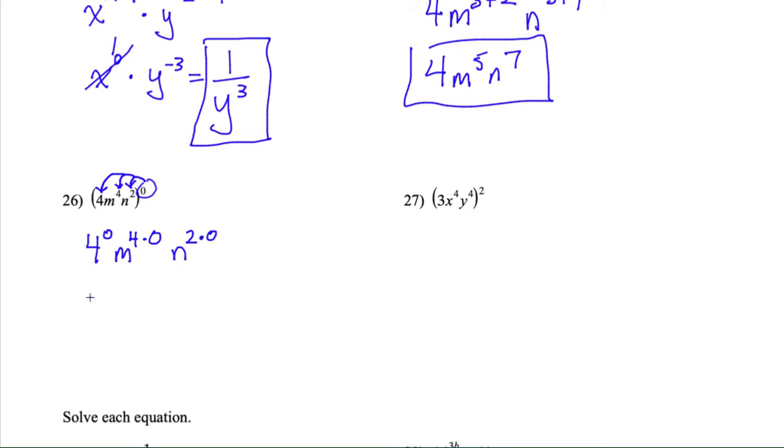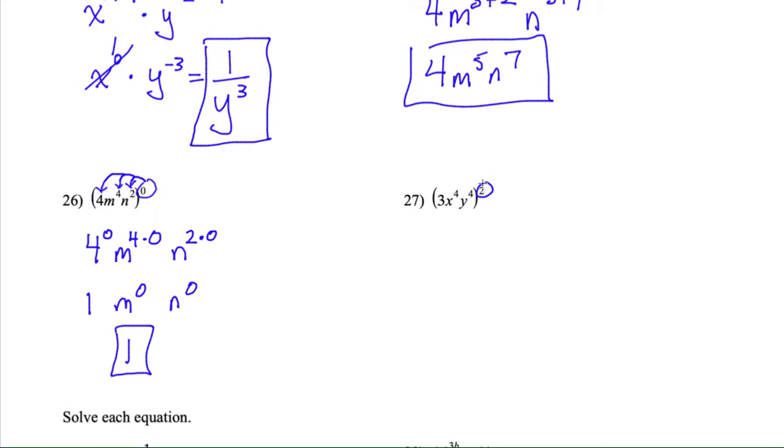Well, 4 to the power of 0 is 1. So 1, m to the power of 0, n to the power of 0. Anything to the power of 0 is 1. So the answer here is just 1. And we could have taken a shortcut. It doesn't matter what you have on the inside, because think of the inside as this blue circle. Blue circle to the power of 0. Anything, including a blue circle to the power of 0, is just 1.